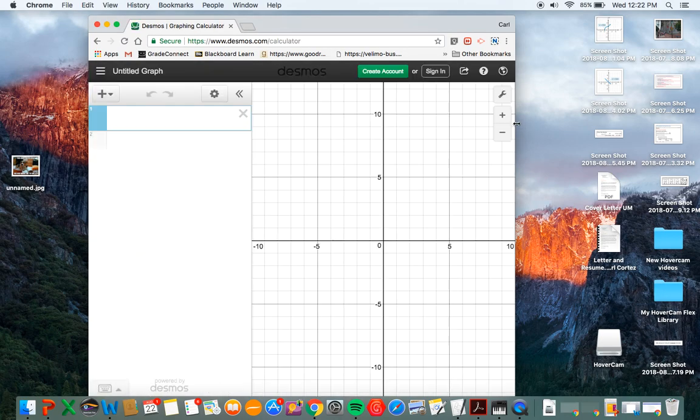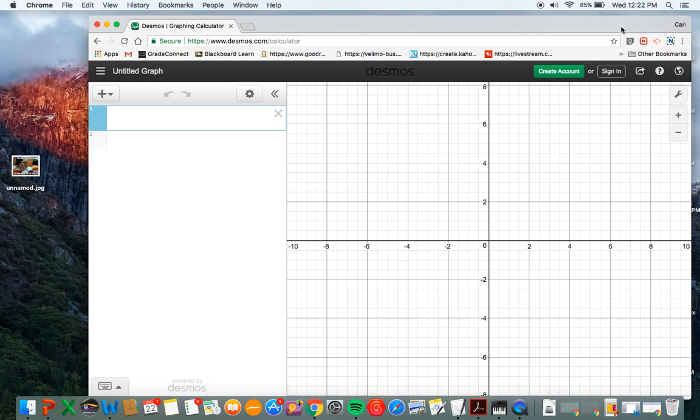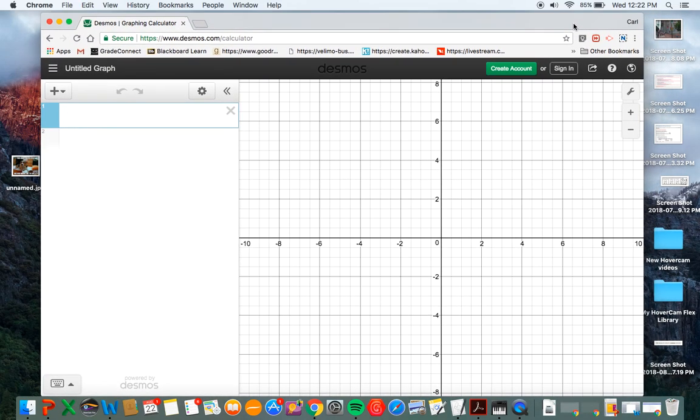So I'm going first to Desmos. If you've used this previously in Algebra 1 or Algebra 2, that's awesome. This is a free tool that you can use on your computer or even mobile, I'm pretty sure, if you need to graph out anything that you might need. We'll definitely be using this down the road.